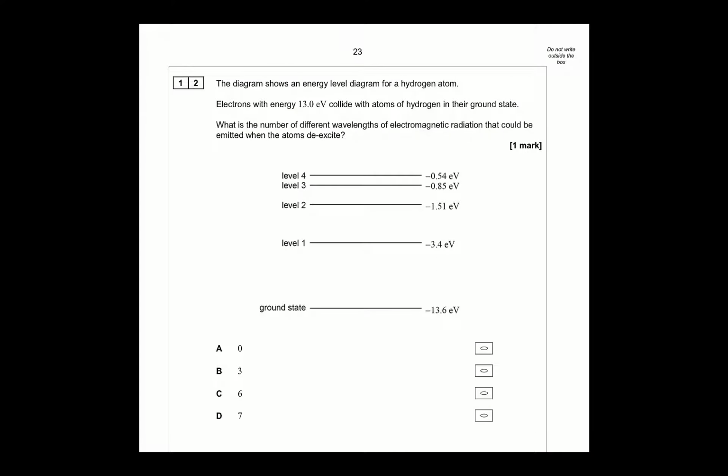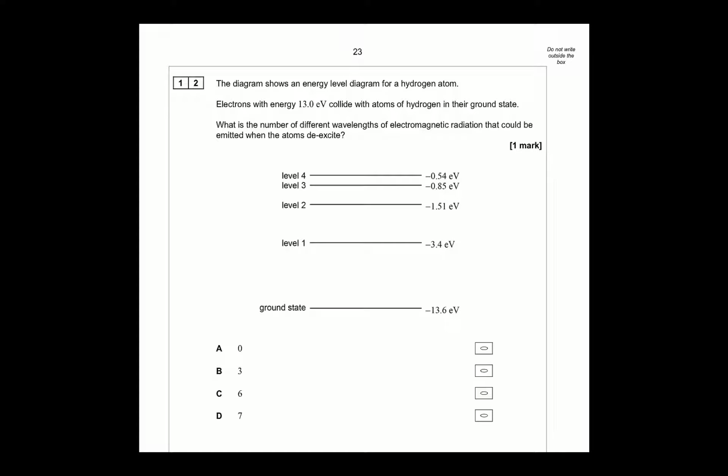Okay, so the diagram shows the energy level diagram for a hydrogen atom. An electron with an energy of 13 electron volts collides with atoms of hydrogen in their ground state. What is the number of different wavelengths that could be emitted when the atoms de-excite? So we cannot reach level 4 from that one, because 13.6 minus 5.4 is more than 13, so it can't jump up there.